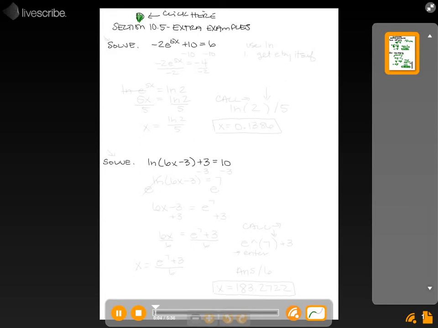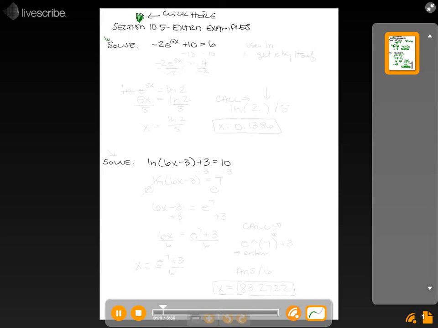Okay, these are some extra examples for section 10.5, which was on using natural logs and base e to solve problems. I've got an example of both: a problem where we start with base e and use a natural log to solve it, and a problem where we start with natural log and use base e to solve it. So let's start with this first one.